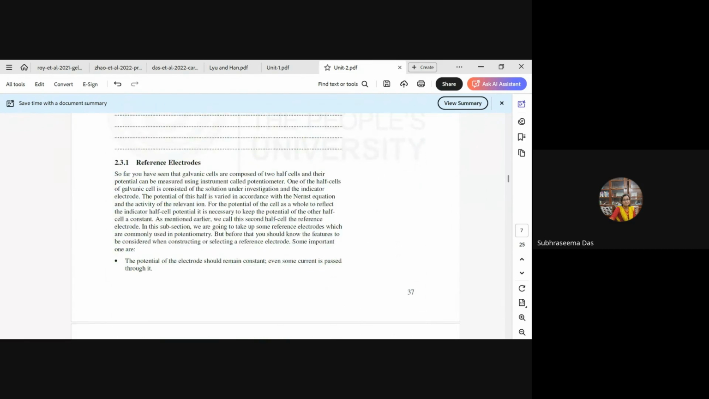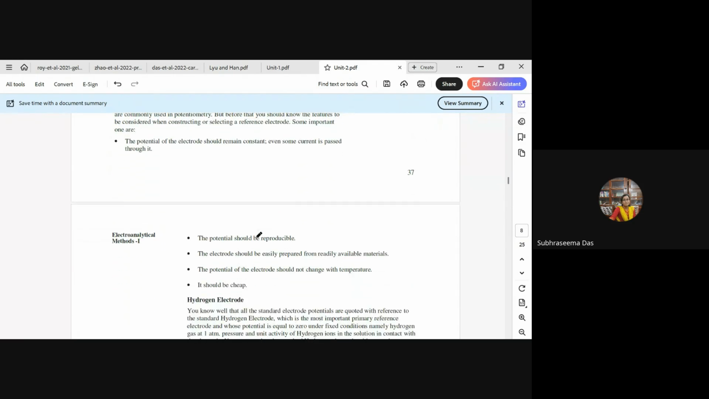Then coming to reference electrodes. Why are reference electrodes important? We know a reference electrode is one whose potential is fixed and does not change. It is independent of the solution that we have taken. Whenever we select a reference electrode, we need to remember some important points. The first point is that the potential of this electrode should remain constant even when current passes through it. The potential should be reproducible. The electrode should be easily prepared from readily available materials. The potential of the electrode should not change with temperature, and it should be cheap.